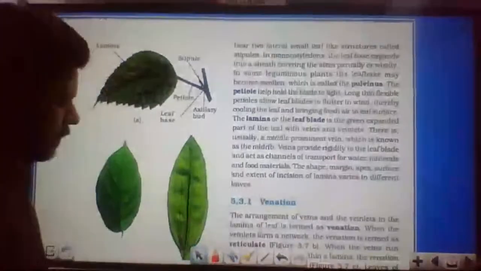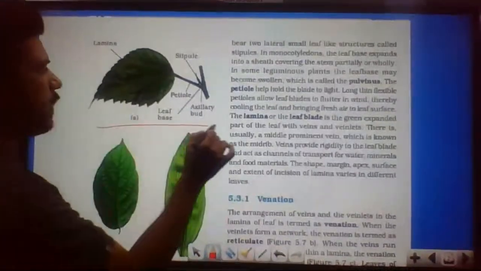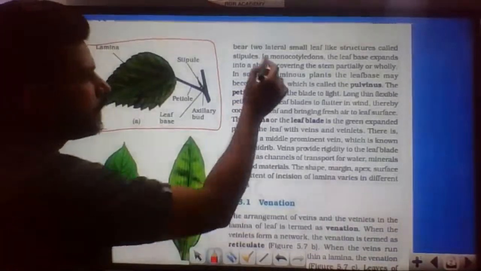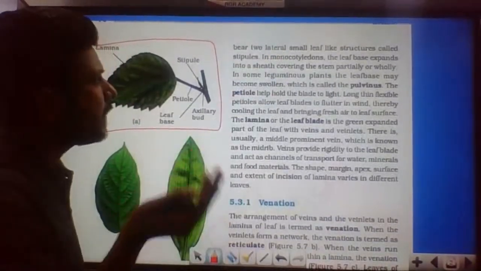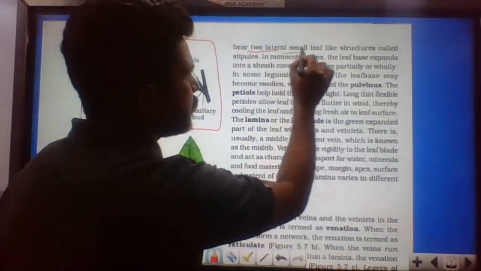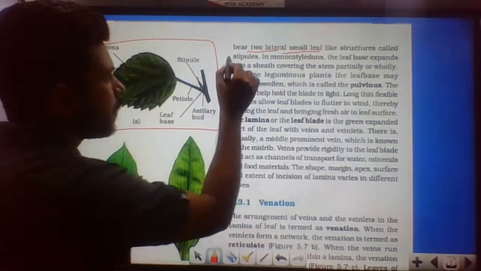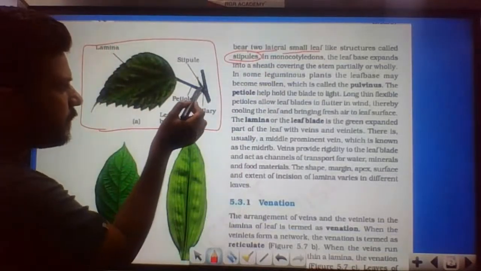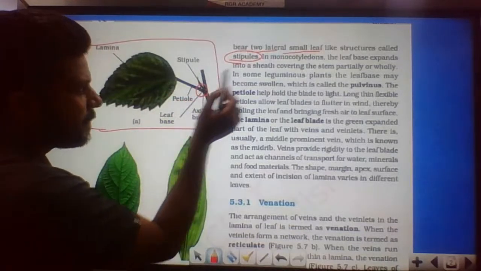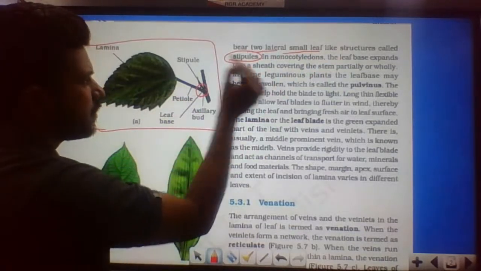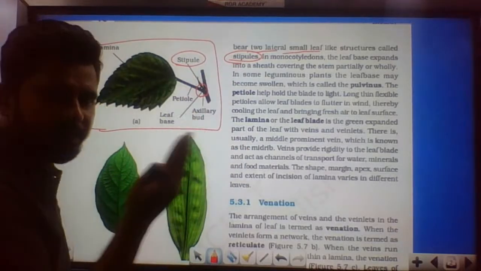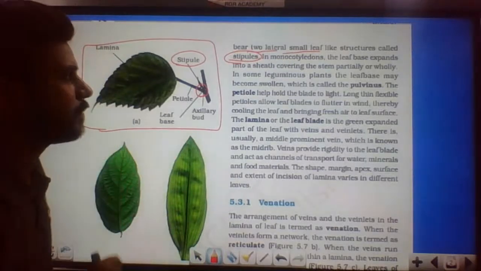So you have a clearly depicted diagram here. From the leaf base, it can bear two lateral, small leaf-like structures. They are called stipules. This is the leaf base, the exact region. From here there is a small leaf-like structure called a stipule. So stipules originate from the base of the leaf. That is the first important point.